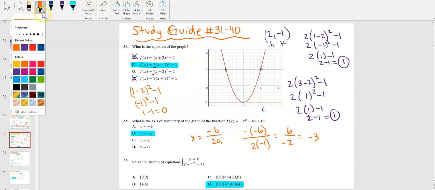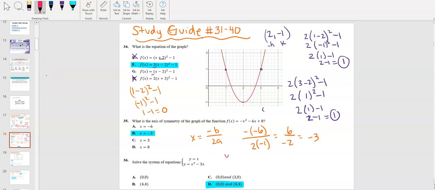36 is a little bit trickier. I know that we had something like this on a test previously, and we struggled a little bit. There are a couple ways to do it. I can set up my two equations and subtract them. So I can have x squared minus 3x, and then I can subtract them from each other.